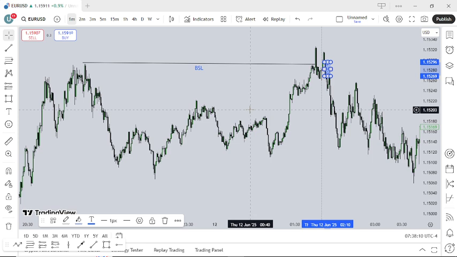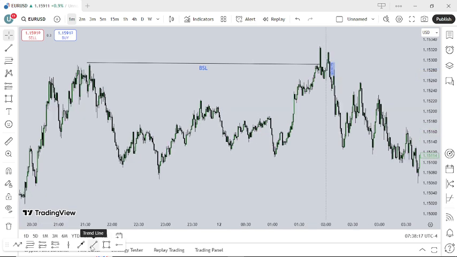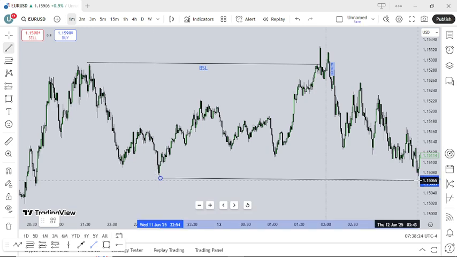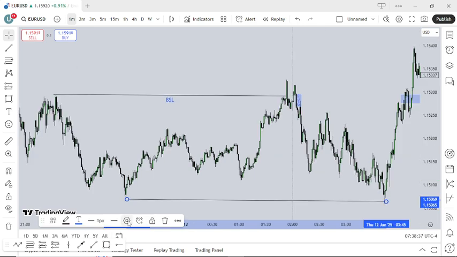So then our target was this place, the nearest sell side liquidity, because price always moves from internal range to external range liquidity, or external range liquidity to internal range liquidity, as we have already established in the previous videos.